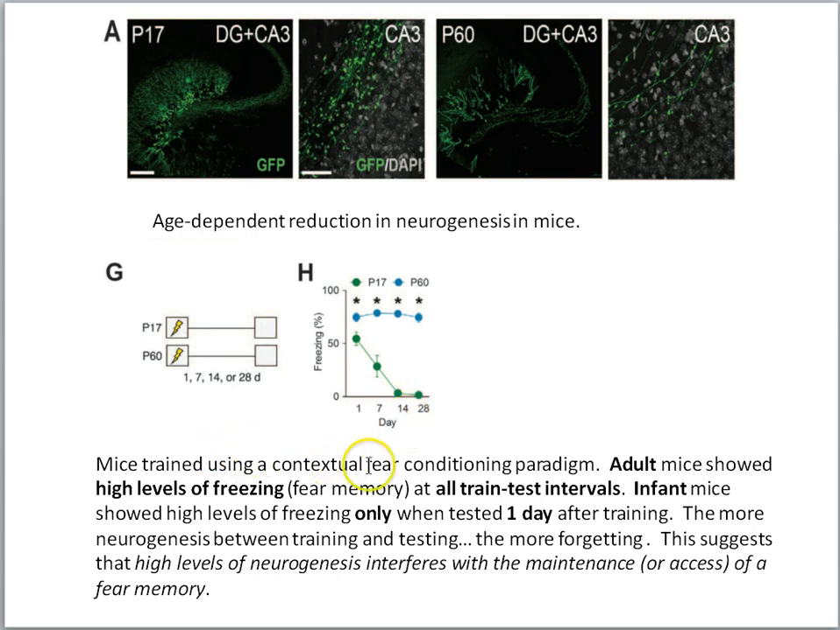So mice are trained in a contextual fear conditioning paradigm. The adult mice showed high levels of freezing at all train test intervals. Infant mice showed high levels of freezing only when tested 1 day after training. The more neurogenesis between the training and testing, the more forgetting. And this suggests that high levels of neurogenesis interfere with the maintenance or access of a fear memory. So at this stage, it could be both, that neurogenesis is actually interfering with the memory trace in the hippocampus or the access to that memory trace.